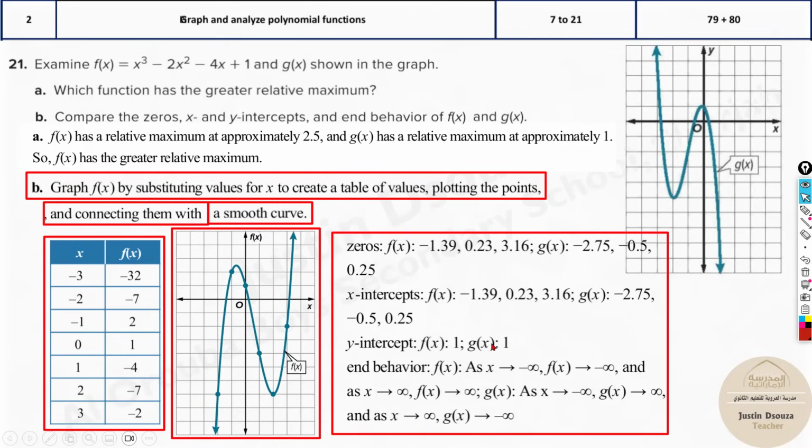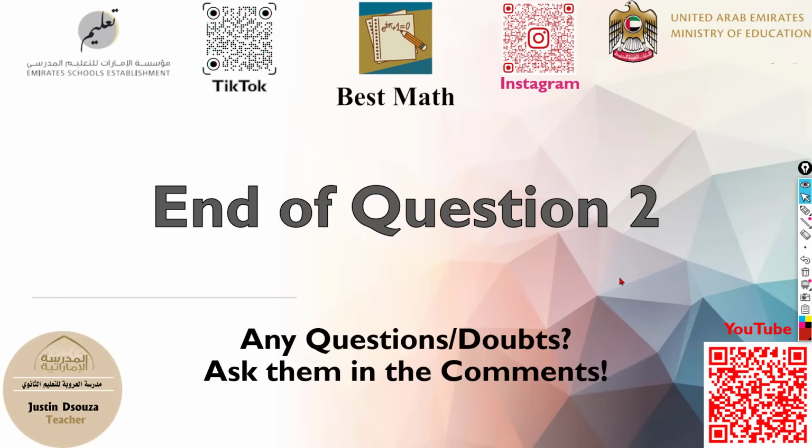Over here also it's 1 only. And end behavior, what's happening? Left side it's going downwards, right side is upwards, over here it's the other way around. So this is just the comparison, basic comparison, that's it. So that's about it, and that is the end of question 2.